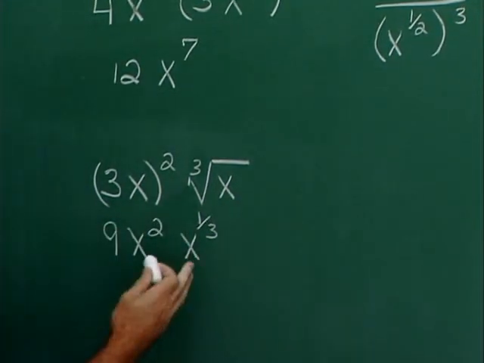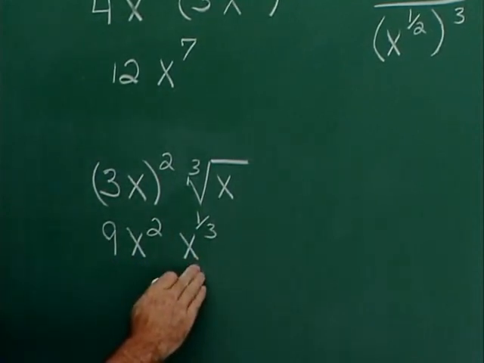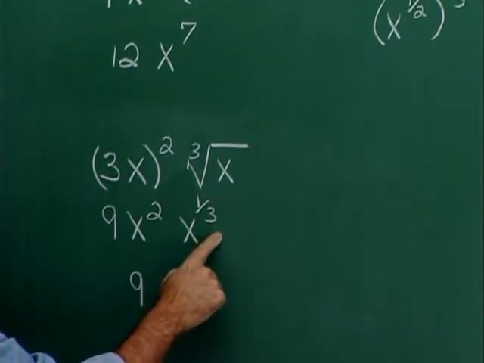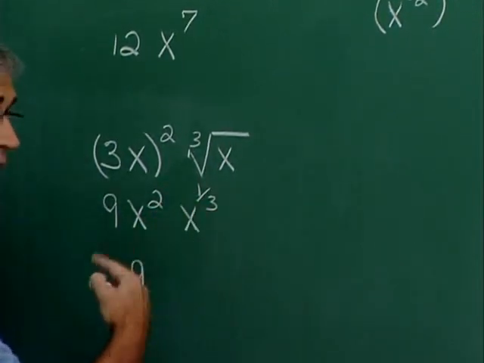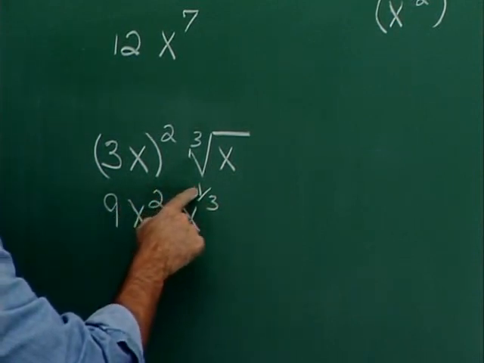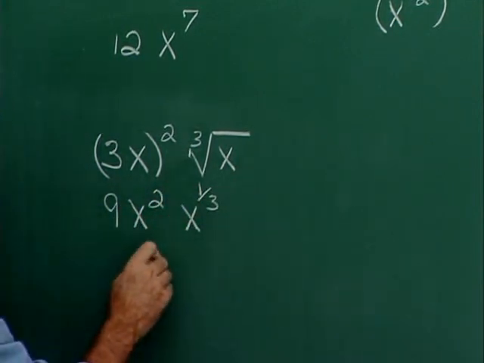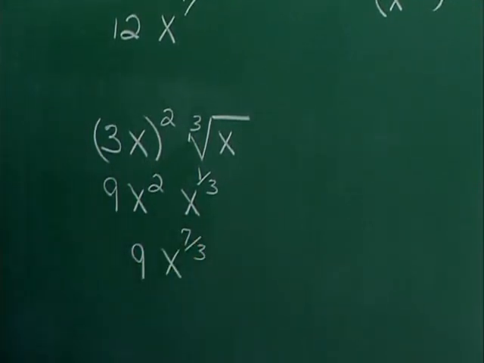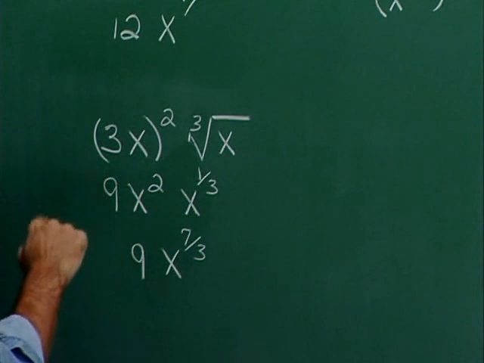All right, now when we multiply, we're multiplying the like letters, we add the exponents. So we'll bring down the 9, x squared times x to the 1/3. 2 plus 1/3 is 2 1/3. Or we could say it's 3 times 2, 6 and 1, 7, 7/3 if we want to. So it's x to the 7/3, I think is probably the way it would be listed in the back of the book in an answer set.